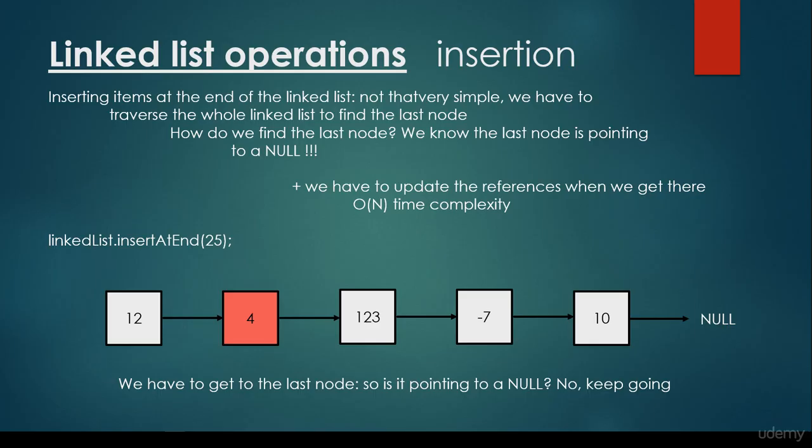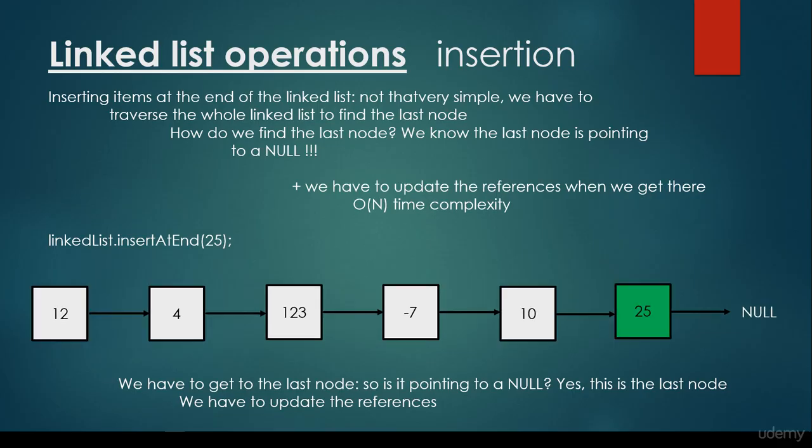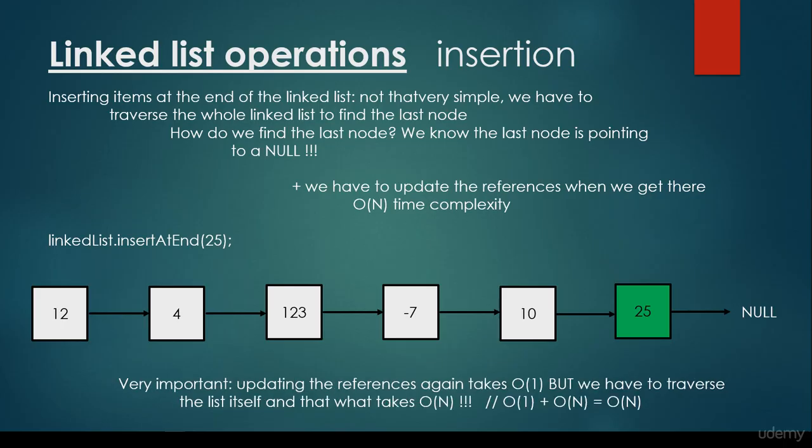No, so we have to hop to the next node, which is the 123. Is it pointing to a null node? No, so it is not the last node. -7 is not the last node as well. But 10 is the last node because it's pointing to a null. So we just have to update the references. And instead of pointing to the null, this 10 is going to point to the item we would like to insert. So it's going to point to 25, and 25 is going to point to a null. So in this case, we have managed to make sure that this 25 will be the last item.